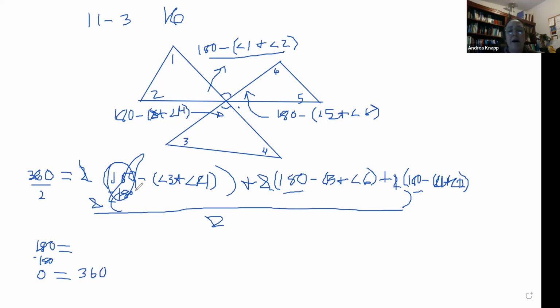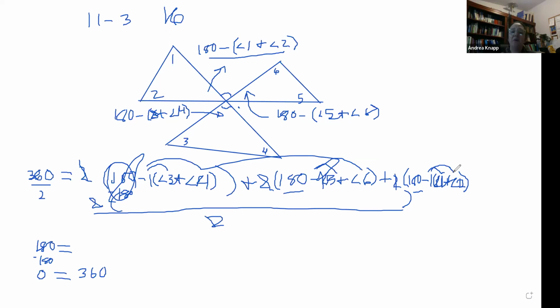And then I have minus angle 3 plus angle 4, minus angle 5 plus angle 6, minus angle 1 plus angle 2. If I distribute these negative ones throughout the parentheses, that gives me a negative angle 3 minus angle 4. Distribute a negative 1 here as a negative angle 5 minus angle 6. And distributing this negative 1 gives me a minus angle 1 minus angle 2.